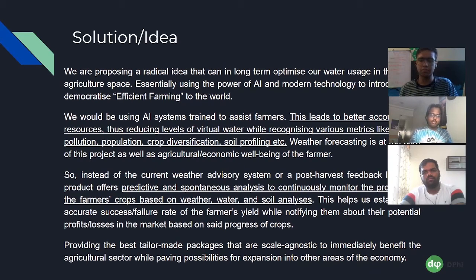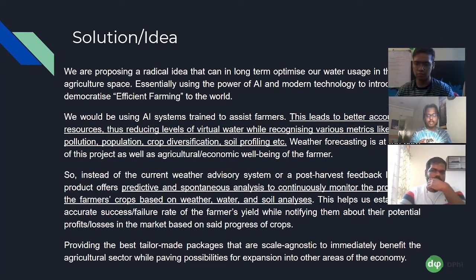So overall, in the long term, this project aims to make all of these systems around farming more efficient, and indirectly help the farmers or the farming system in India, or as a global process, become more efficient. So that's the basic idea of what we have. Now, how are we going to do that? For this, instead of the current weather advisory system, we are having a post-harvest feedback loop.